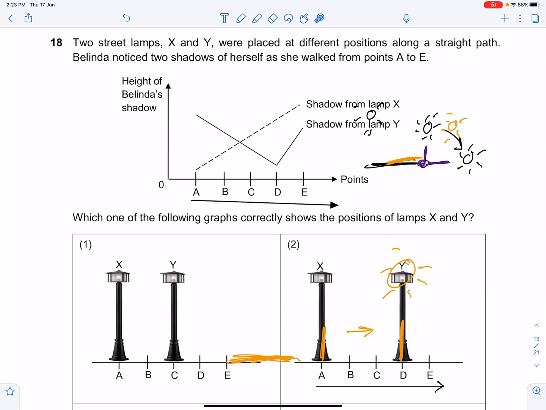Now, then she proceeds to walk past Y, okay, and then she goes to E over here. That's where her shadow will start to increase again because she's walking away from the sun, right? Being directly at the sun. The sun's position has shifted again to the side. Okay, so this shows this happening, okay? So, therefore, answer is 2. Now, do take the time to justify for yourself why the rest of the options are wrong, okay?